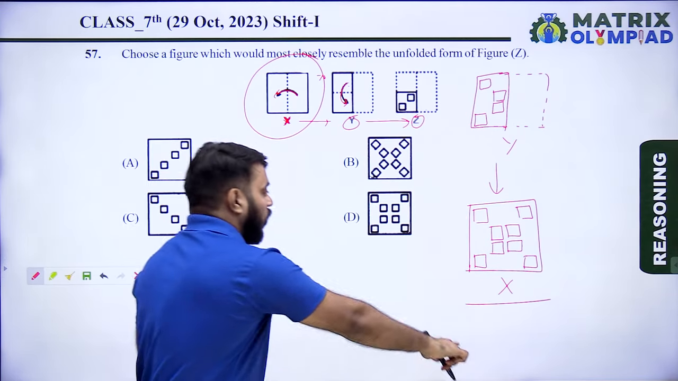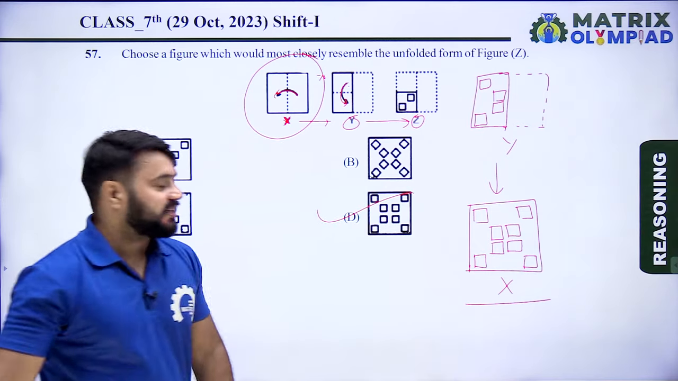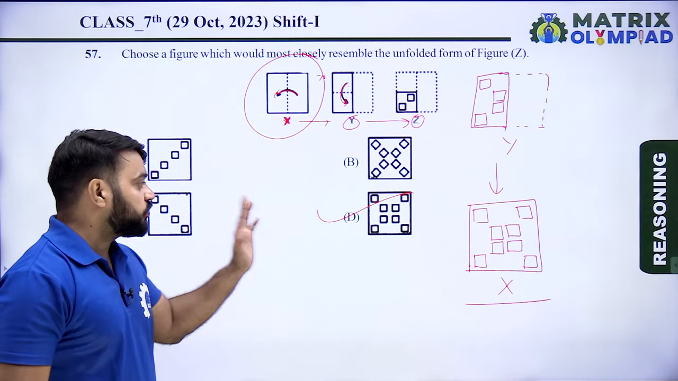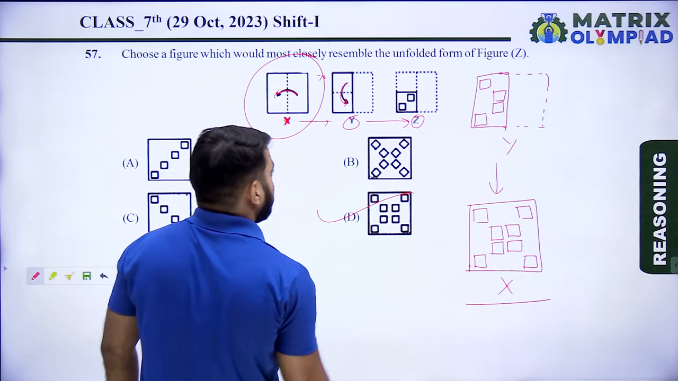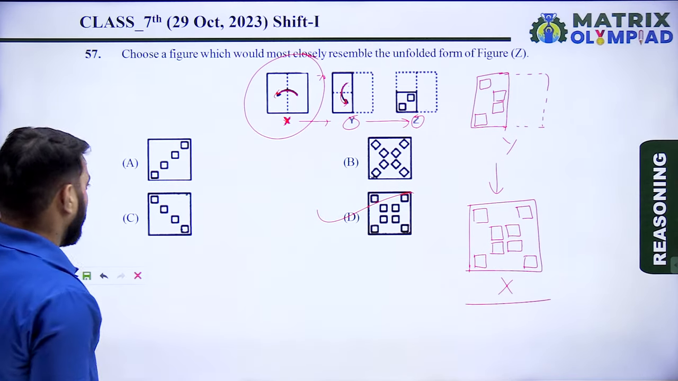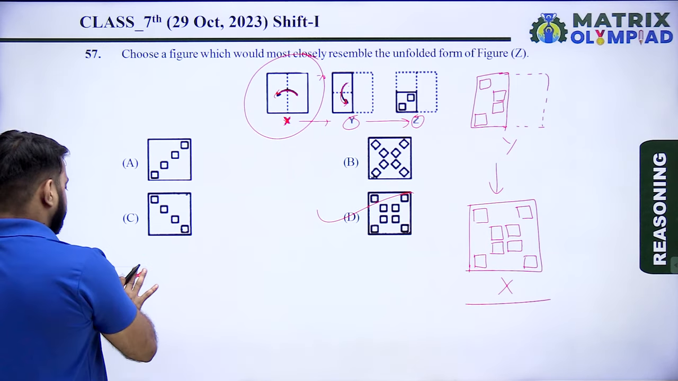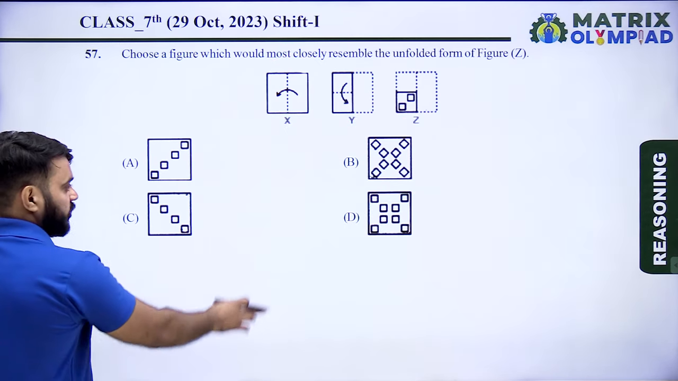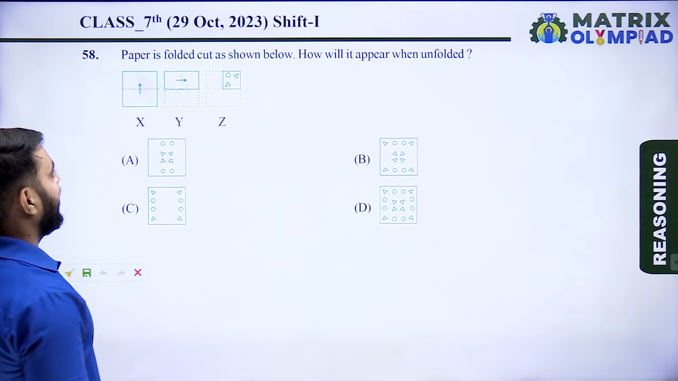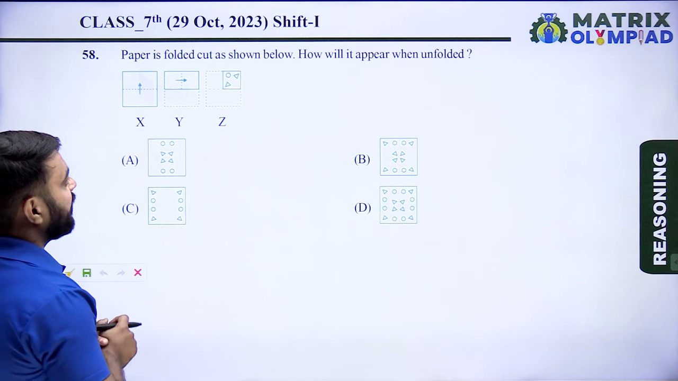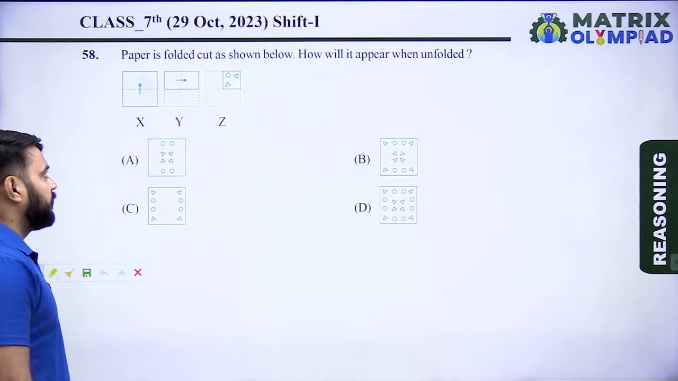So here option D is the correct answer, because option D shows the correct unfolded paper of paper Z. So the right answer is option D. Let's move on to the next question. Question number 58. Paper is folded and cut as shown below. How will it appear when unfolded?